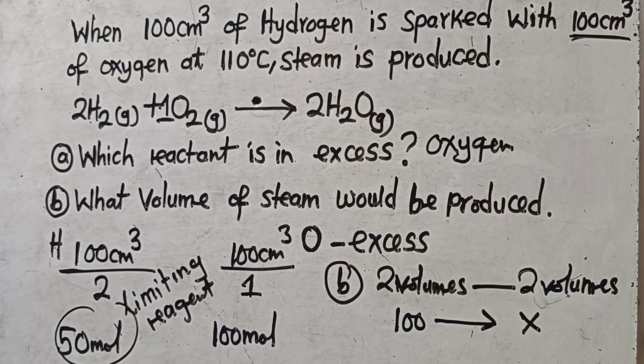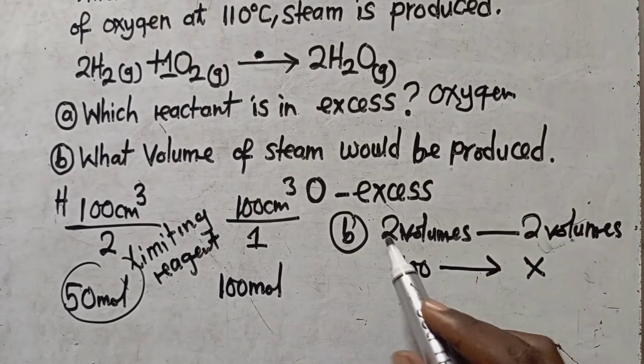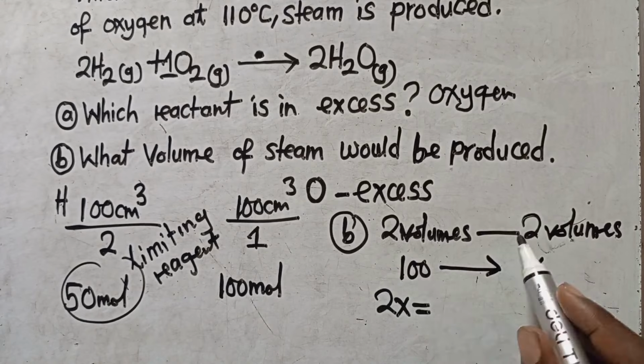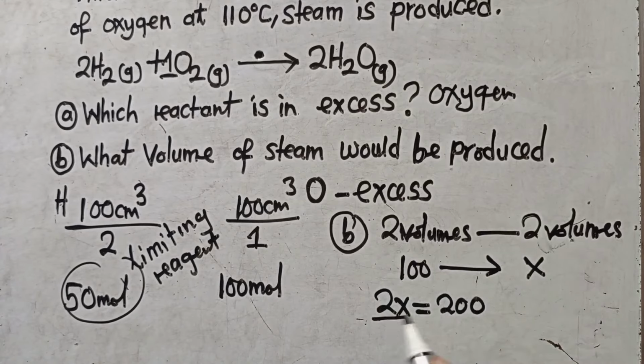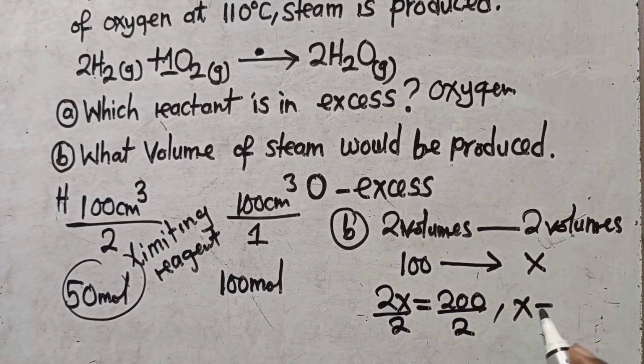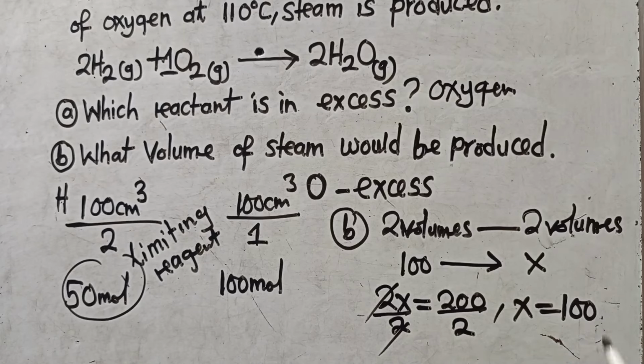This law, Avogadro's law, states that equal volumes of gases at the same temperature and pressure contain the same number of moles. So that is the one I'm using. I find X here: 2X is equal to 100 times 2, that is 200. I divide both sides by 2, so X will be equal to 100 centimeters cubed.